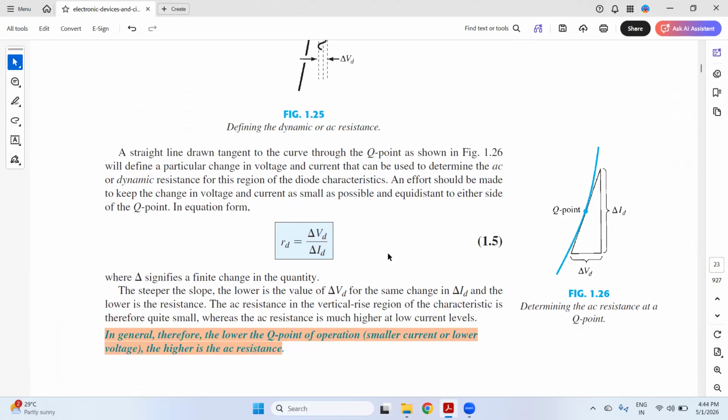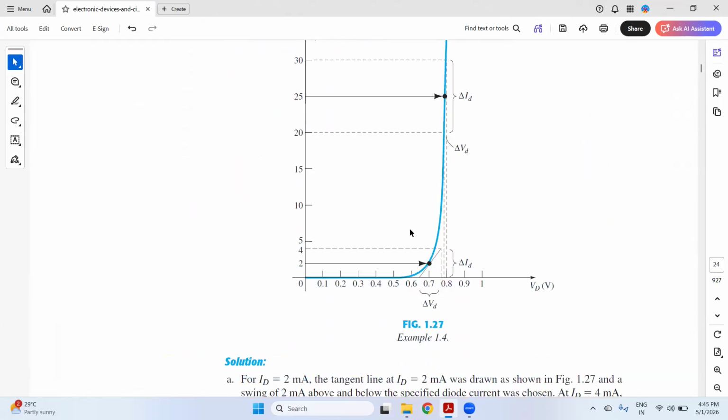When these two corresponding values meet at a point, that particular point is known as the operating point or the Q point. So in general, the lower the Q point of operation, the smaller the current, the higher is the AC resistance. If the Q point is lower, then the higher is the AC resistance. This is the general prediction about the dynamic resistance or the AC resistance.